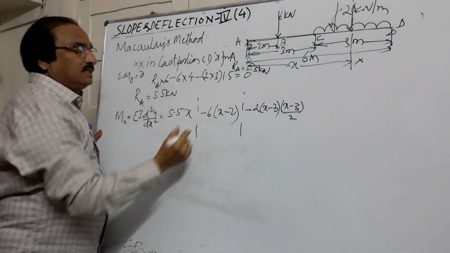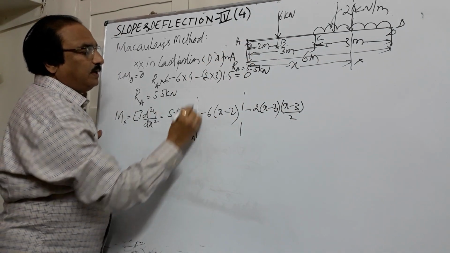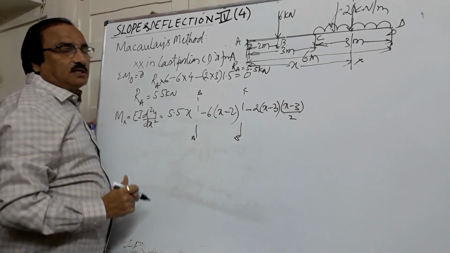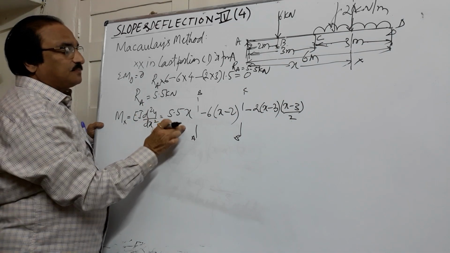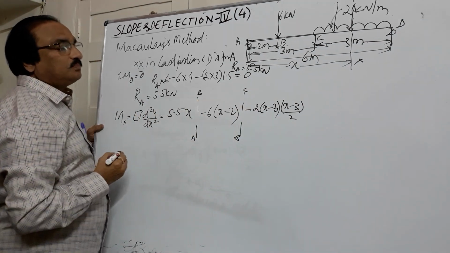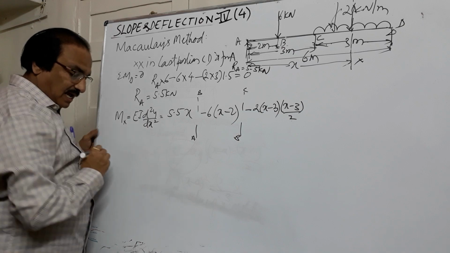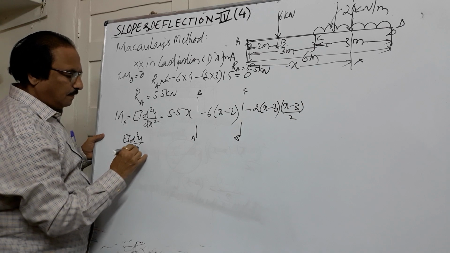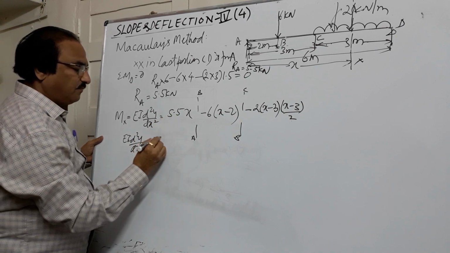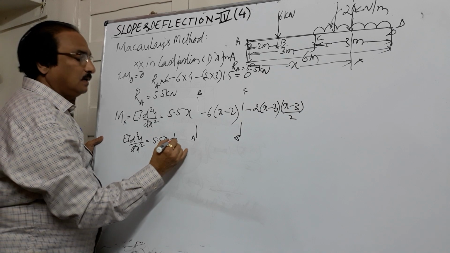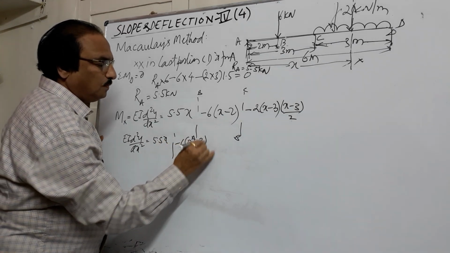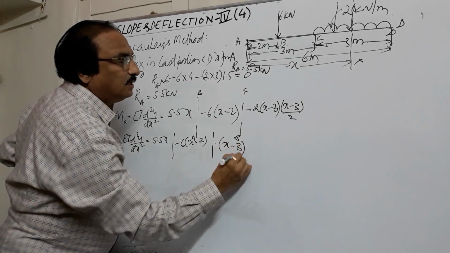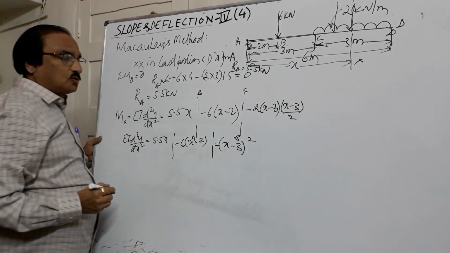Now these lines are indicating portions A to B, B to C, and the last portion is C to D. So this is the first portion, second portion and third portion. If you simplify this, I can write EI d2y by dx square is equal to 5.5x minus 6 into x minus 2. 2 gets cancelled, so we are left with x minus 3 whole square. So this is the equation.